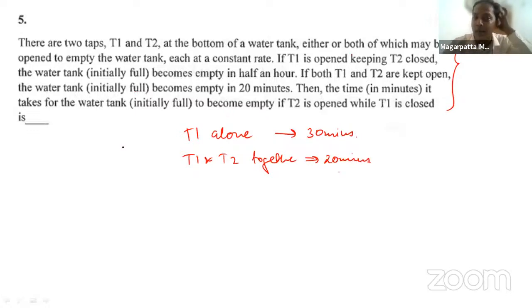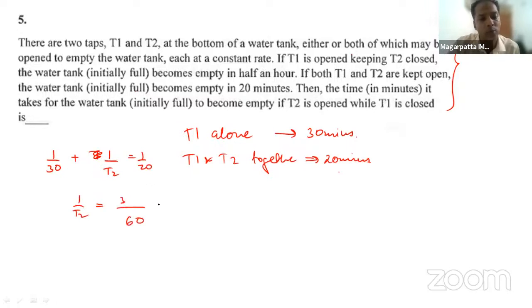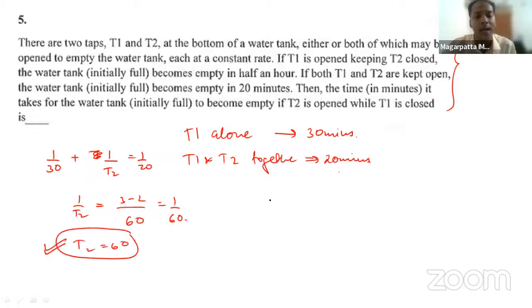Now, I know there is an LCM method, but generally my observation is that IPMAT students are much faster with fractions and the reciprocal method. So I'll use that. 1 by 30 plus 1 by T2 is equal to 1 by 20, and you just need to solve this quickly. 1 by T2 is equal to 1 by 20 minus 1 by 30. The LCM would be 60. 3 minus 2, that is 1 by 60, and therefore T2 is nothing but 60. So the answer should be 60 minutes. When T2 alone is opened and T1 is closed, the time taken would be 60 minutes.